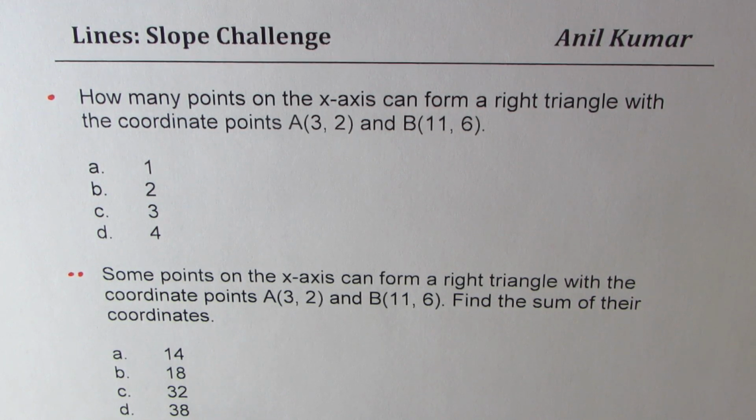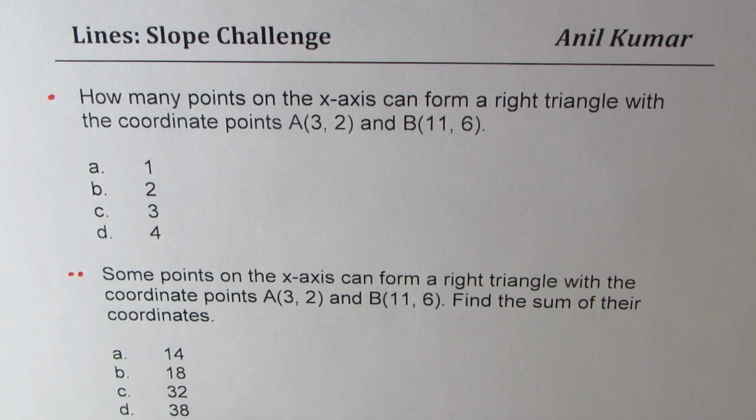Based on the same concept, we have the second question which says some points on the x-axis can form a right triangle with the coordinate points A (3, 2) and B (11, 6). Find the sum of their coordinates. So that's the real question, right? We need to find the sum of their coordinates which can form a right triangle with the line segment. I would like you to pause the video, answer the question and then look into my suggestions.